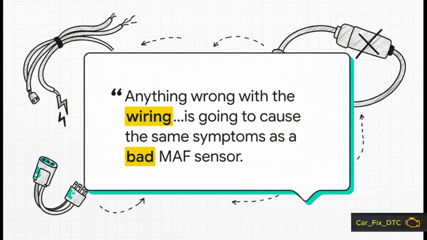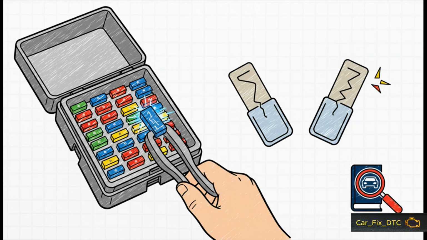Is there green crusty corrosion on the pins? Or is the plug just not seated all the way? You gotta check. And while we're talking about wiring, don't forget the simplest check of all, the fuse. On a 2016 Honda CR-V, for example, it's the ACG number 2 fuse.